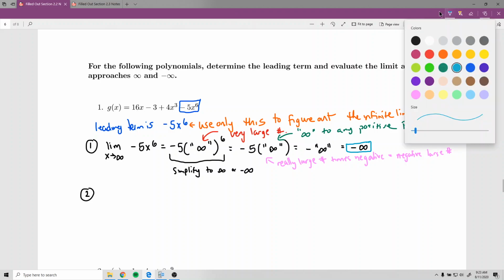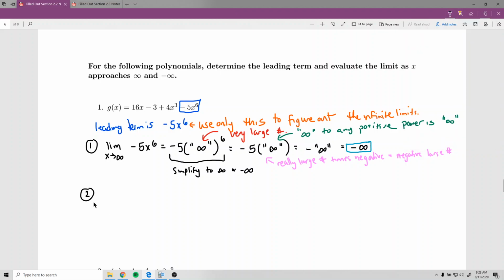And now we want to do the other infinite limit, the limit as x goes to negative infinity. Once again, just use the leading term. It'll tell you the answer. So we got negative 5 times. And this time we're using negative infinity, so do not forget that negative sign. So this is a really large negative number to the 6th power.